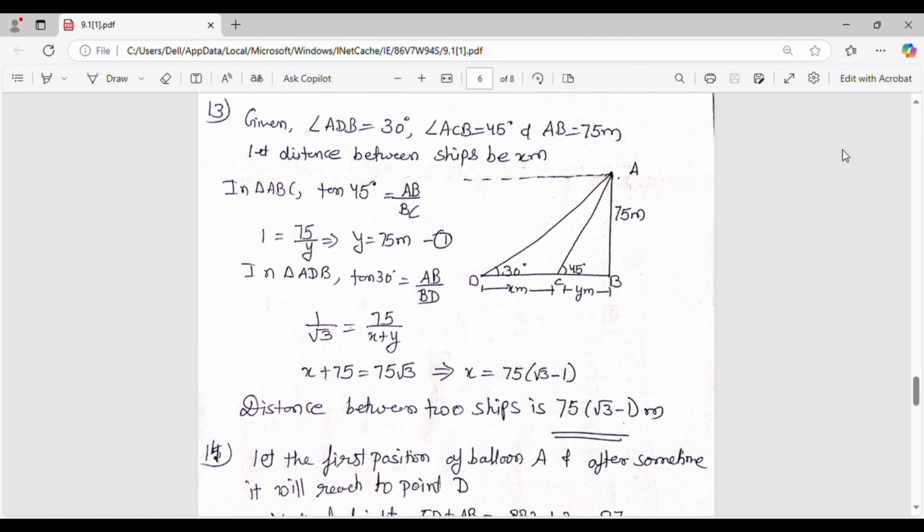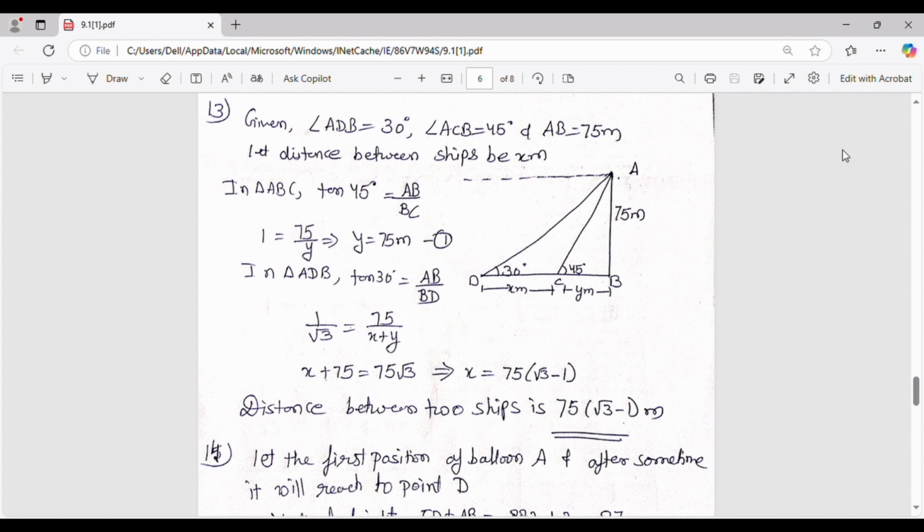Question number 13. As observed from the top of a 75-meter high tall house, lighthouse from the sea level, the angle of depression of two ships are 30 degree and 45 degree. If one ship is exactly behind the other on the same side of the lighthouse, find the distance between the two ships. So we will take position of ships as D and C, and angle ADB is 30 degree and angle ACB is 45 degree. AB is 75 meters and distance between ship is x meters.